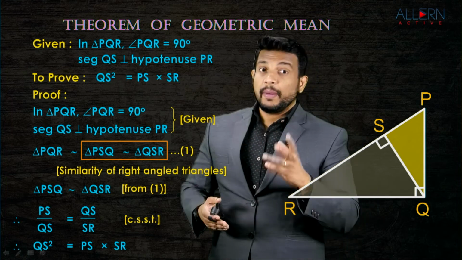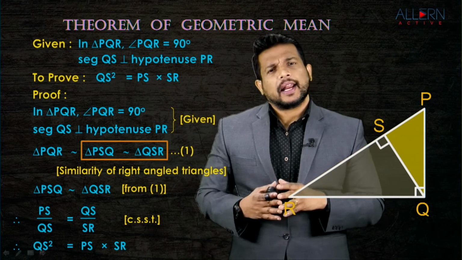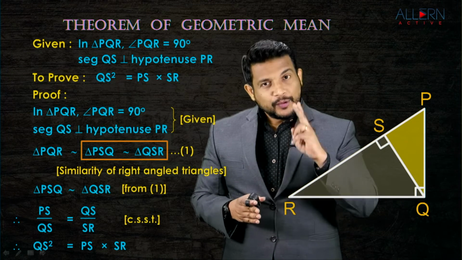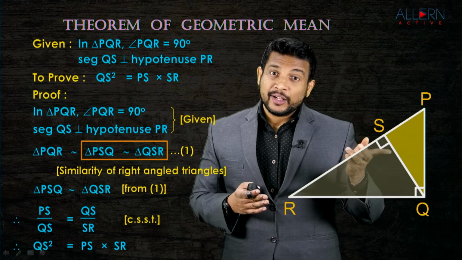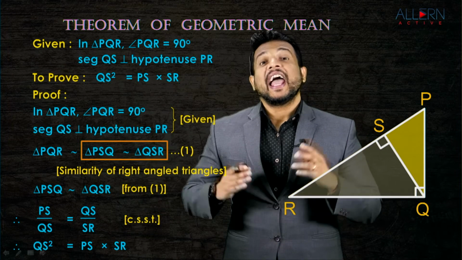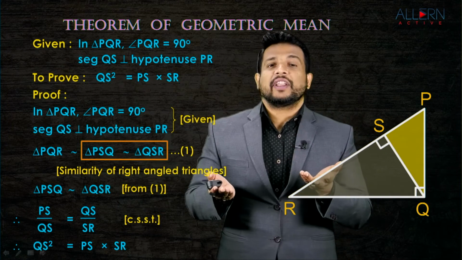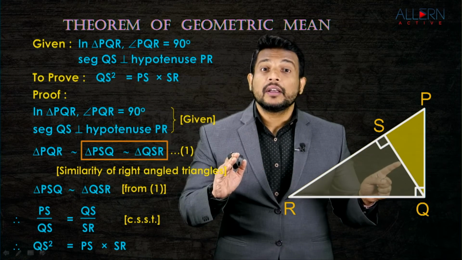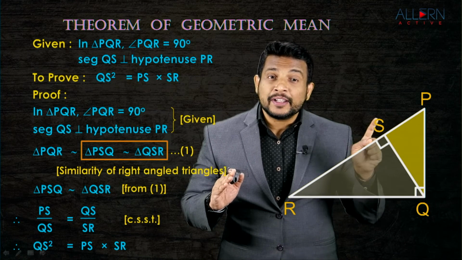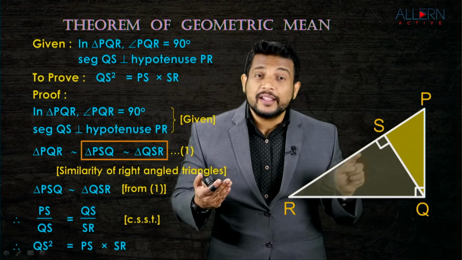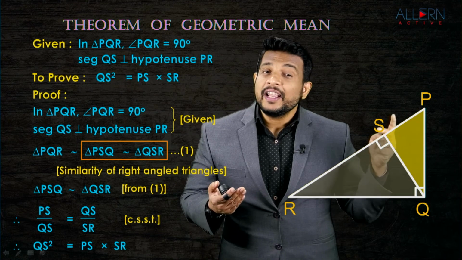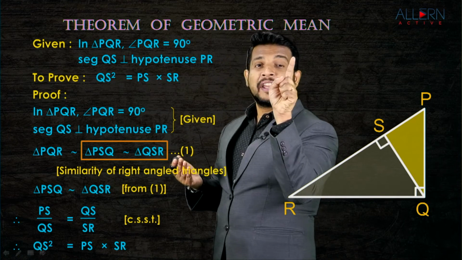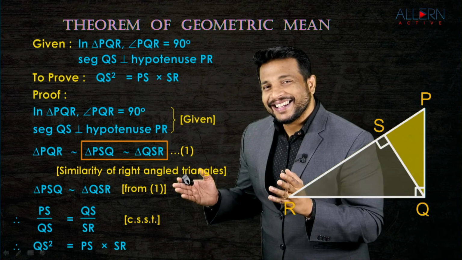Very easy, right? So remember, in any right angle triangle, whenever there's a perpendicular dropped on the hypotenuse, we have 2 things. We can get all the 3 triangles to be similar, which we have already learnt. And there is one more thing which can happen, that is this perpendicular segment will be the geometric mean of the segments into which the hypotenuse is divided. That means QS square is equal to PS into SR. But when we use that, we write the reason as theorem of geometric mean. Was that easy? Very easy, right?